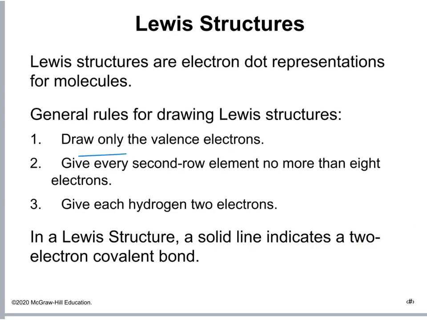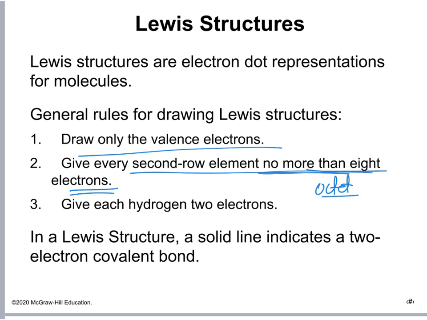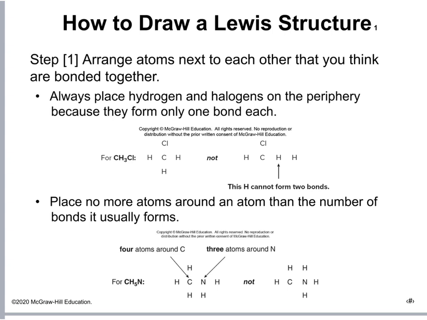So the important thing is to be able to quickly draw Lewis structures. Every second row has to complete the octet rule. So you cannot have any more than 8 electrons. Hydrogen always has 2 electrons for its octet because it can't have any more. A solid line indicates a 2 electron bond. Okay, so carbon's going to be pretty much in the middle. I always think of it like a choo-choo train.